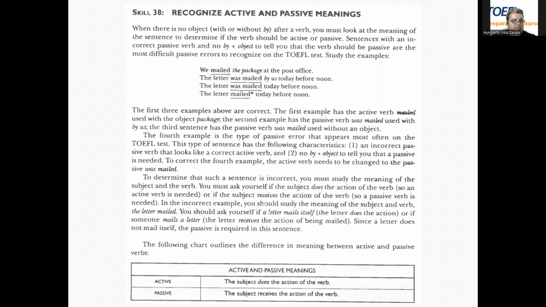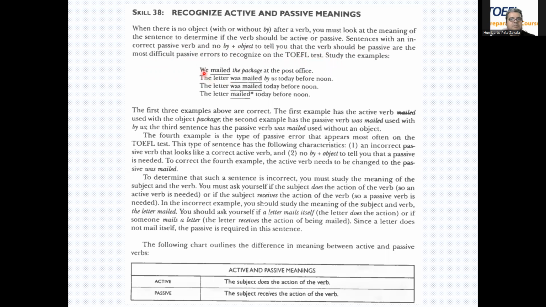Skill 38, we recognize active and passive meanings. We're working with the pronouns with passive voice. And in skill 37, we're able to recognize the correct form of the passive voice. And now we'll talk about the meanings. When there is no object, with or without by after the verb, you must look at the meaning of the sentence to determine if the verb should be active or passive. Sentences with an incorrect passive verb and no by plus object to tell you that the verb should be passive are the most difficult passive errors to recognize on the test.